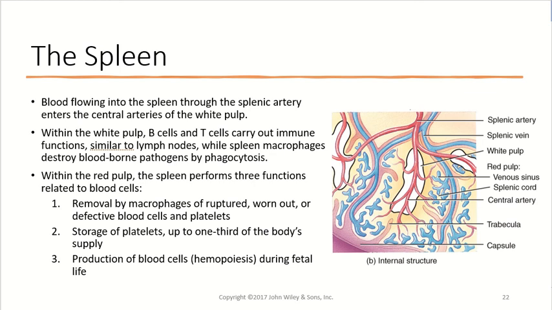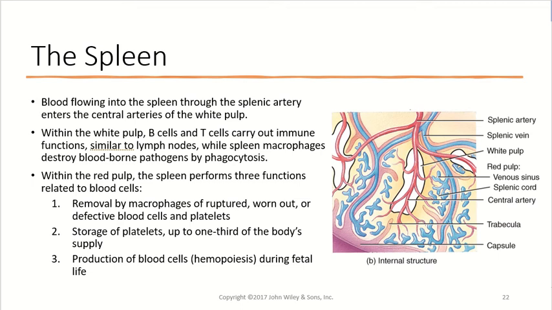Blood is going to flow into the spleen through the splenic artery, and it's going to enter the central arteries of the white pulp. Within the white pulp, B cells and T cells are going to carry out immune functions that are basically similar to what we would see in a lymph node. And then the spleen macrophages are going to destroy any blood-borne pathogens, again via phagocytosis.